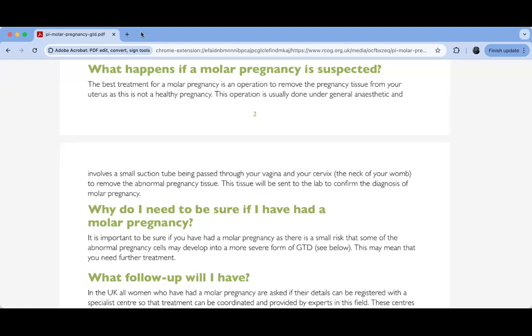This operation is usually done under general anesthesia, or while you are asleep, okay? And this involves a small suction tubing to remove the abnormal pregnancy tissue. This tissue will be sent to the lab to confirm the diagnosis of molar pregnancy. So now you have explained to her the management plan, including the suction evacuation, and you have explained to her that you are going to send it to the histopathology in a simple way, right?